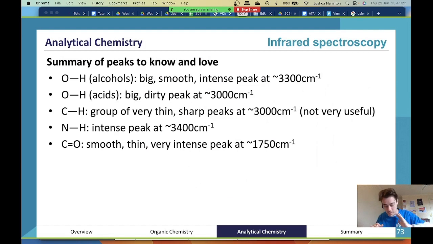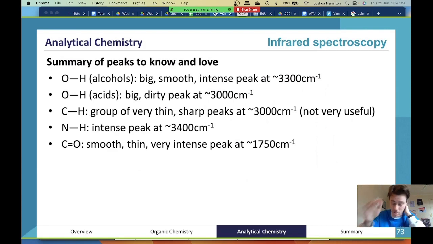So this is a very quick summary of the peaks that you sort of need to know, and we're going to go through examples for one or two of them. I'm actually not going to go through examples for all of them, but we're going to go through examples for a couple of them. So these are the ones you need to know. So OH alcohols, so this is when it's just an alcohol. You get a big, smooth, but intense, which means it goes all the way down to the bottom, peak at 3,300 centimeters. So it's smooth and it's big.